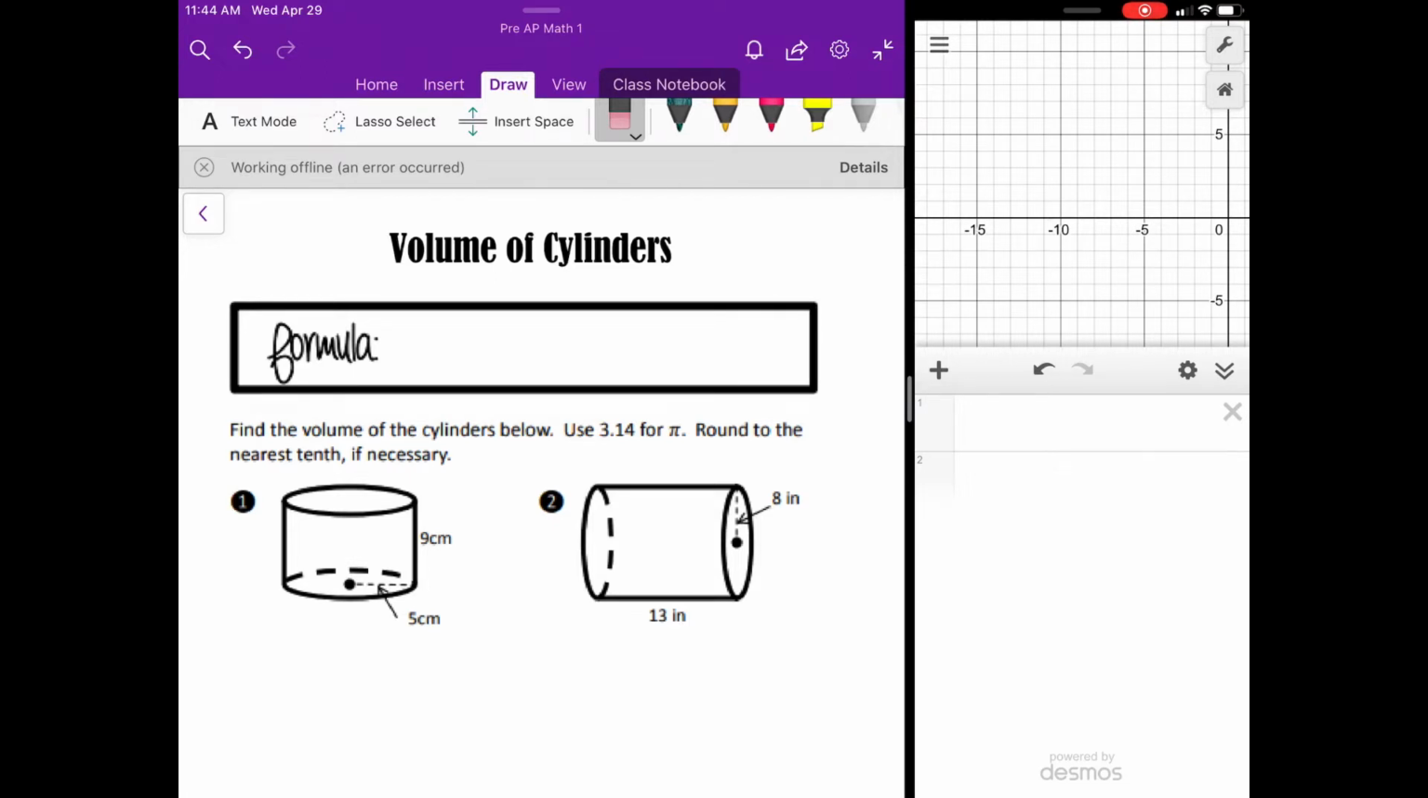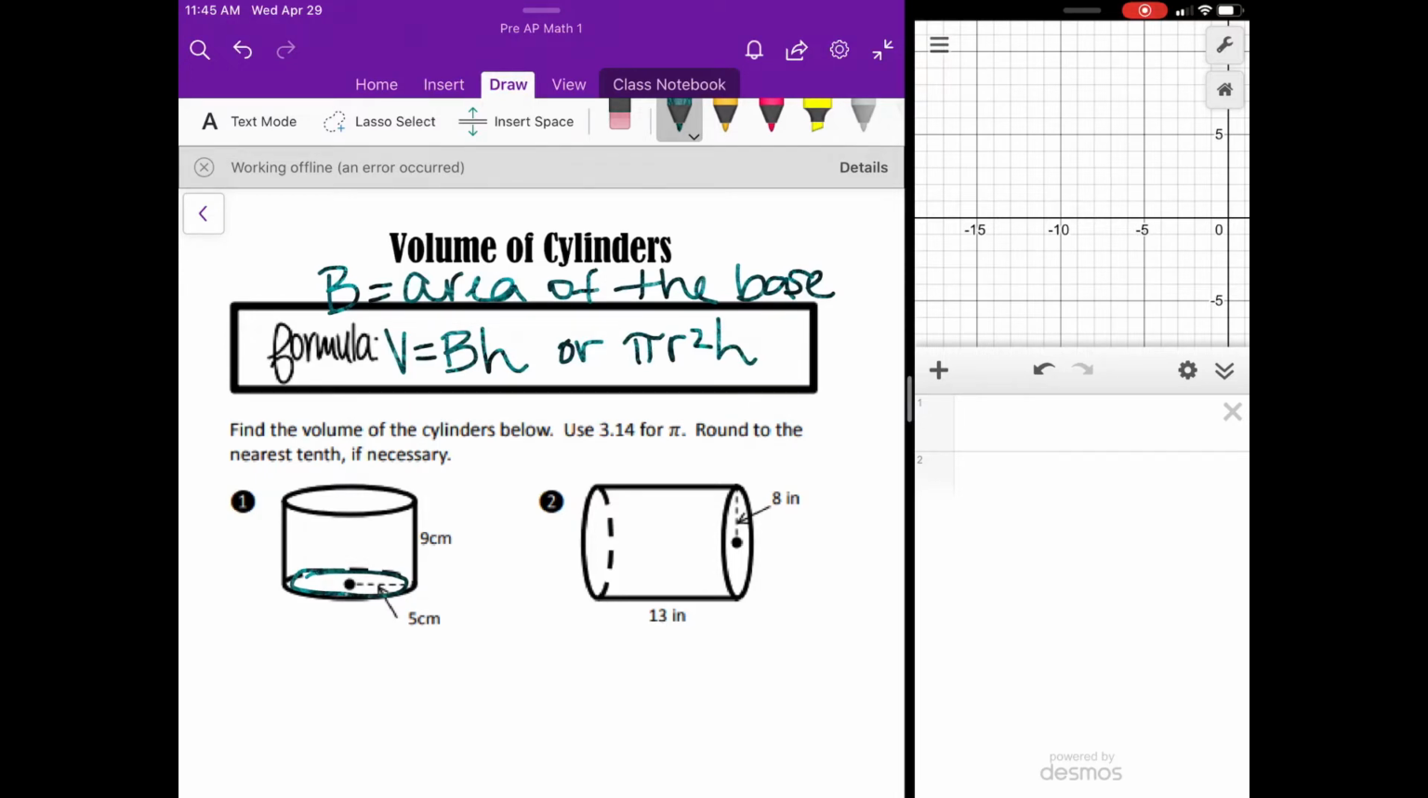So our formula, if you looked at your 8th grade reference sheet, the formula for volume of a cylinder is the same as a prism. V equals big B times H. So remember, big B stands for area of the base. And in this case, when we're talking about cylinders, our bases are circles. So really all that we're doing when we're solving for the volume of a cylinder is find the area of a circle and then multiply it times the height. So it's either big B times H or pi r squared times the height of your whole cylinder.